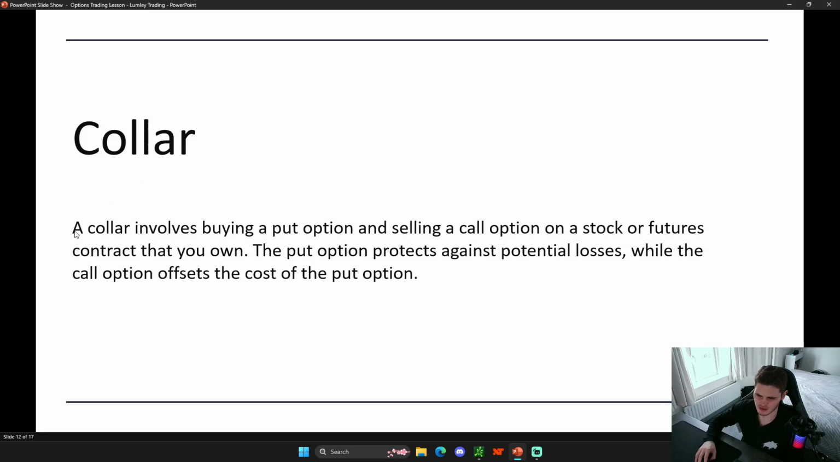Collar. Not something I'm really going to go through. I thought I'd throw it in because I do hear people trade them, but not something I've ever really touched myself. I personally don't even know too much about them. But what you can see, it just involves buying a put and selling a call option on a stock or future that you own. So again, it kind of protects your downside, but it can also offset your upside. So again, to me, I don't really like collars. I don't think I would ever really use them. But I thought I'd just add it in there just in case you wanted to know what they are.